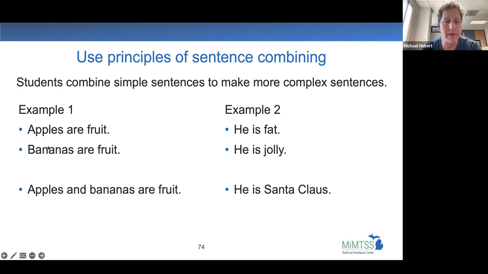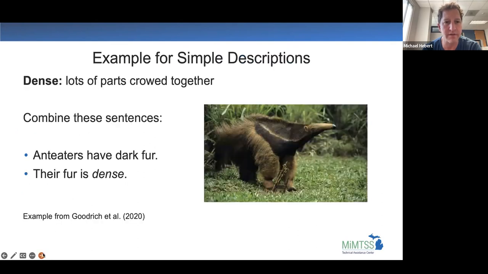Point is that we can provide information for kids to write about. Here's an example for a simple description of how we can help kids combine information. I can teach them words like dense. Dense means lots of parts crowded together, just a simple, student-friendly definition. And I could say, combine these sentences. Anteaters have dark fur, their fur is dense, right? And we might combine it to say, anteaters have dense, dark fur, or dark, dense fur, right?